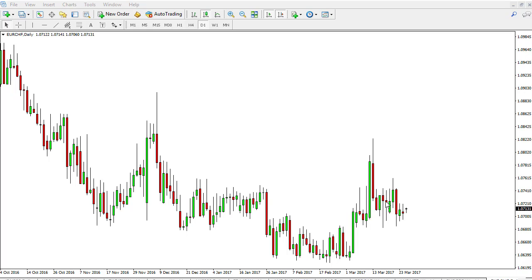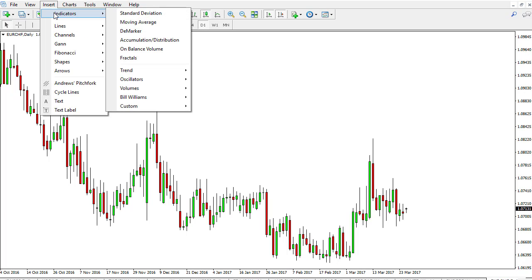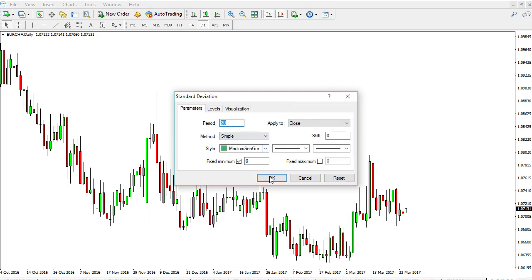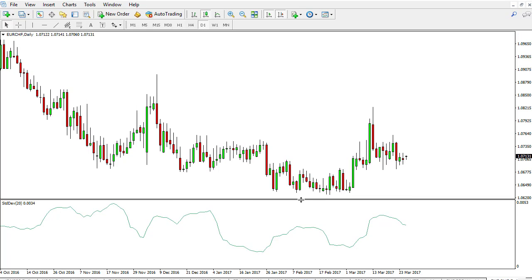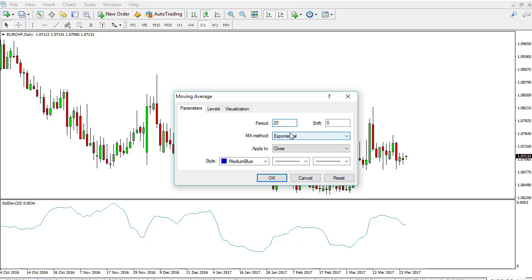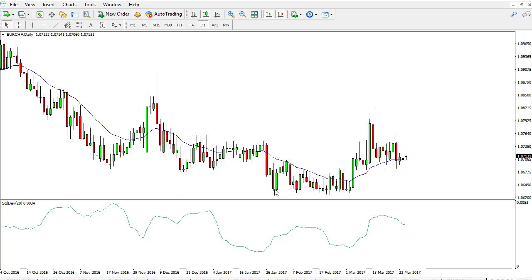On the Euro-Swiss chart here, you can see that if I go ahead and plot a standard deviation indicator, it says period of 20. Now, what this means is it is showing me the standard deviation as far as how far from a 20-day moving average on this daily chart. So I could go ahead and put the moving average here at 20 on the chart, and the two kind of coincide with each other.